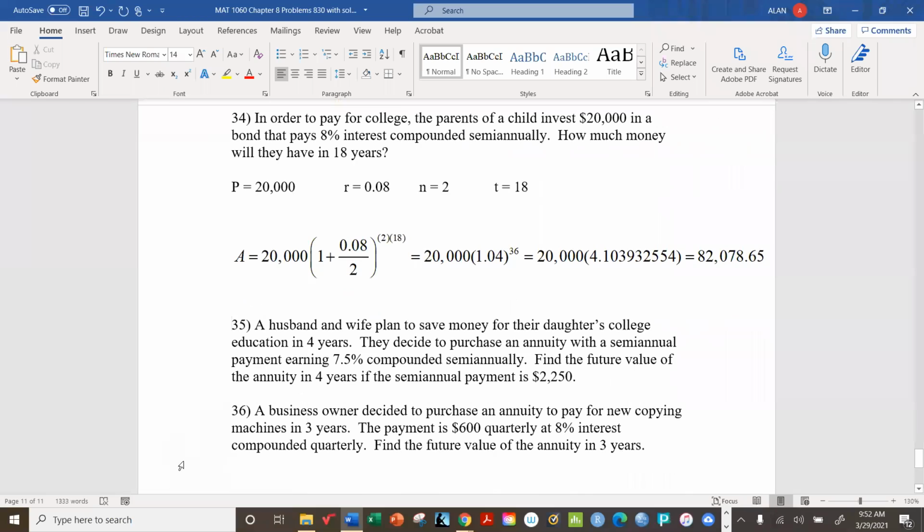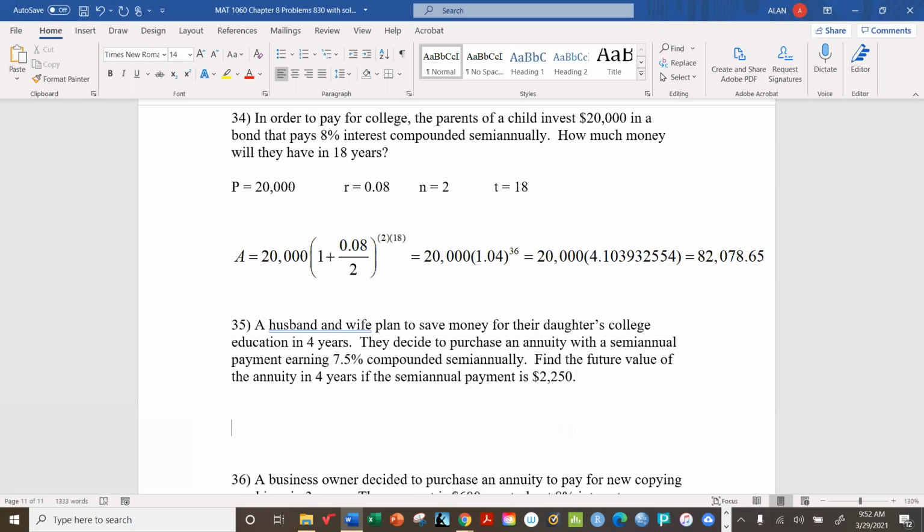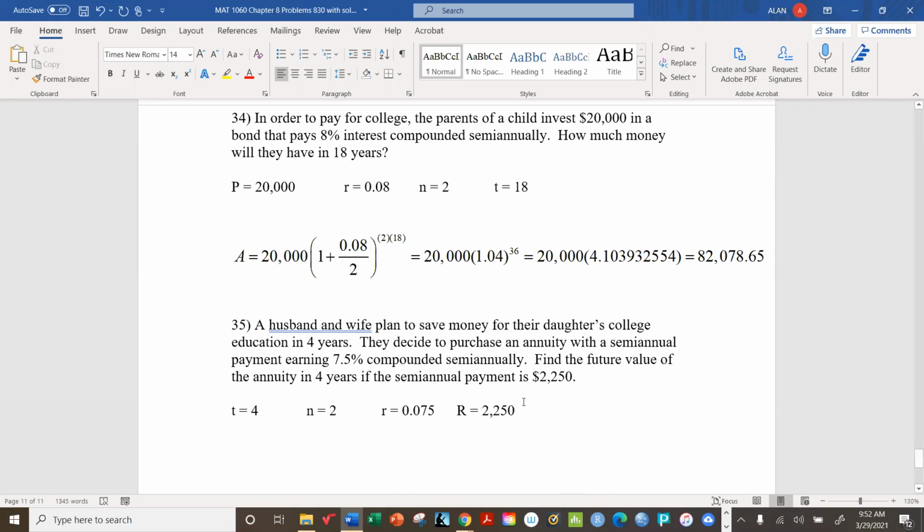All right, let's start taking a look at this one. We have a husband and wife. Ooh, now this one's different because it's an annuity. They need to save money for 4 years. They're going to buy an annuity, which is an investment product that provides an annual cash flow for 4 years, with semi-annual compounding. The rate is 7.5%. And the regular repeated payment is $22.50. This is an annuity. They're putting away $22.50 twice a year for the next 4 years. So how much will they actually have in 4 years?